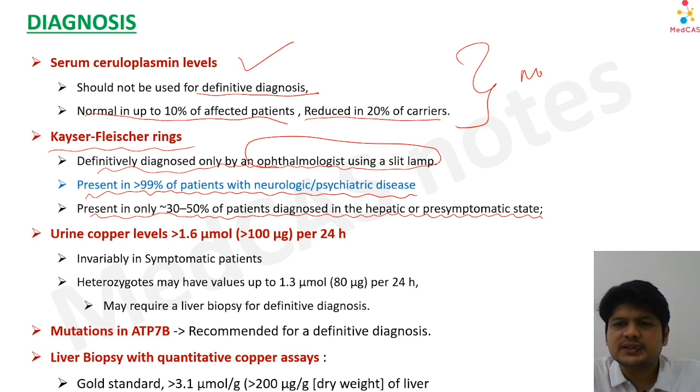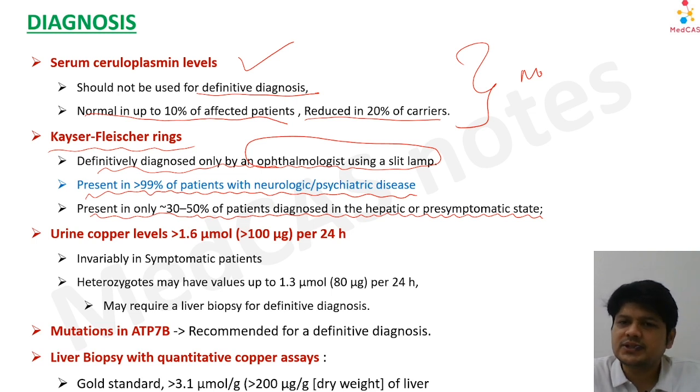I was thinking lupus, I was thinking some other differential diagnosis like celiac and all with the neuropsychiatric manifestation. No, if KF ring is there, the case is solved, and it should be there because it is present in more than 99% of patients. That's a really great clinical finding to remember, right?